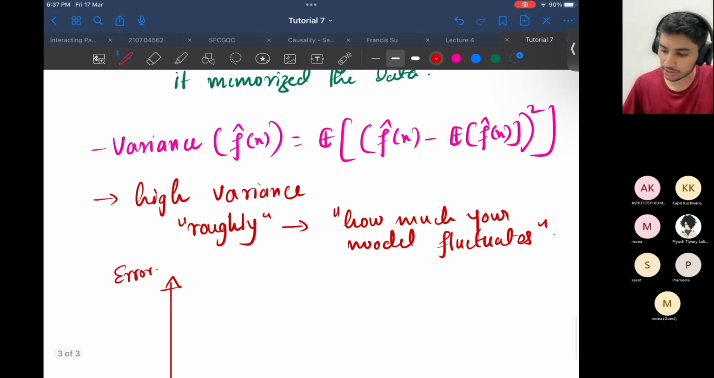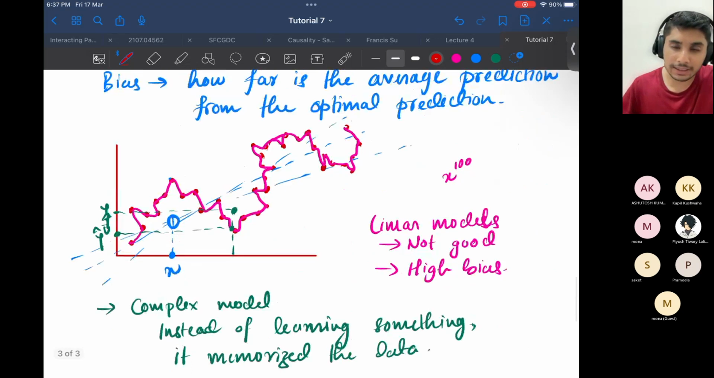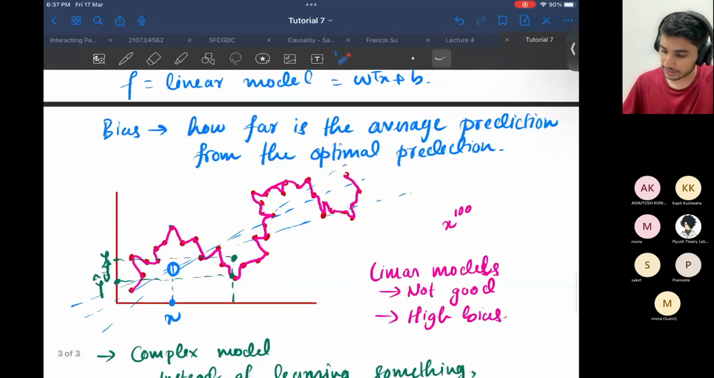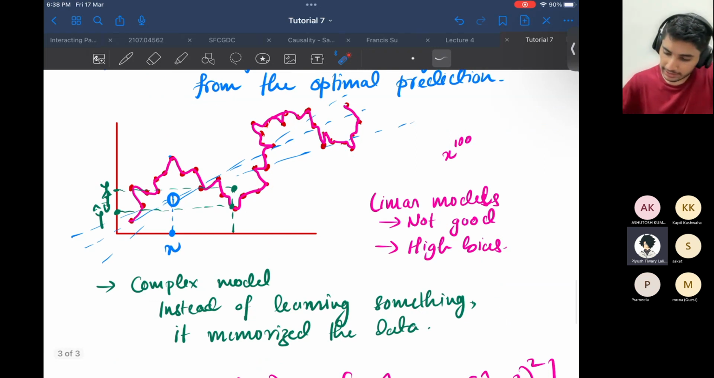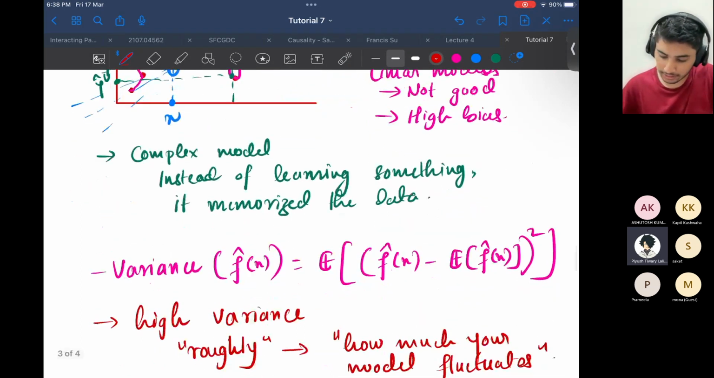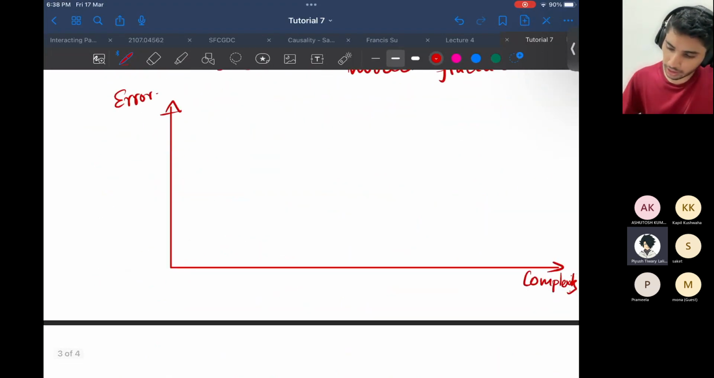By now you might have understood, by complexity what I mean is that linear models like here have low complexity, right? They are simple models, just two parameters, w and b. Whereas this x raised to 100 polynomial has 100 parameters, and hence it is a more complex model. That is how we are trying to quantify the complexity, right? So let us try to show that. How will the training graph for linear models look like?